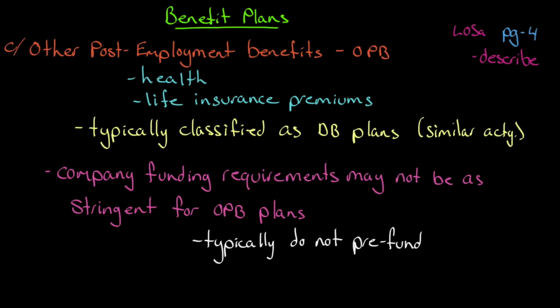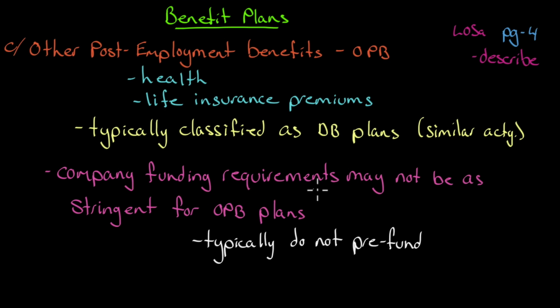And finally, beyond just the pension plans, the defined benefit and contribution, there are other post-employment benefits. We'll just shorten it to OPB. Health, life insurance premiums, etc. We won't spend a lot of time on these. Typically, they're classified as DB, defined benefit plans, which means they have similar accounting, but they do not have similar funding requirements.